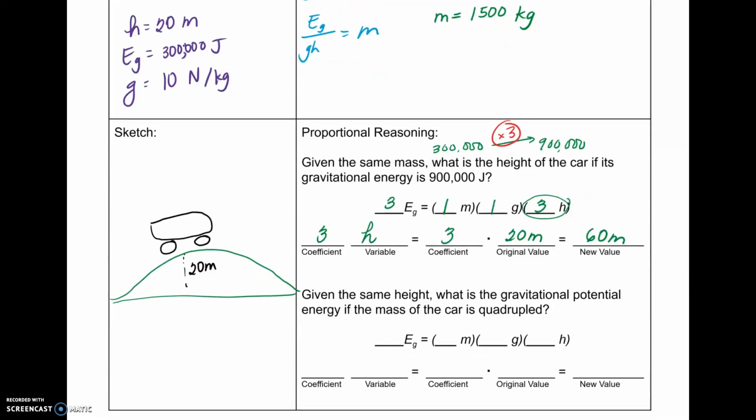And the next part is given the same height. So now our height is going to stay the same. And what is the gravitational potential? So we're looking for the EG if the mass of the car is quadrupled. So we're going to quadruple the mass. It stays here on Earth. So 4 times 1 times 1 is going to be 4. Okay, so we have 4 EG. We have 4 times the original, which is 300,000, is going to be 1,200,000 joules.